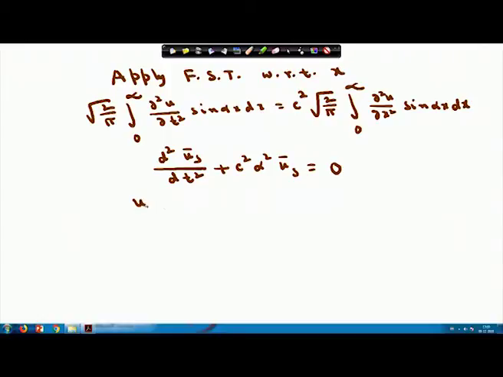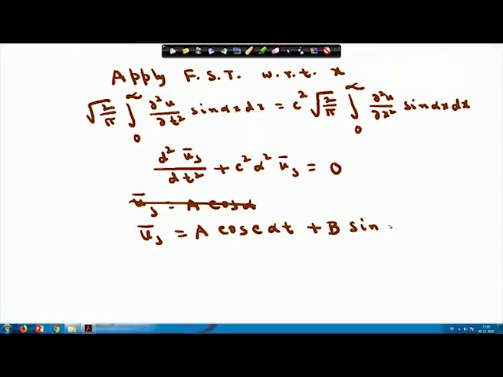So, the value of u bar s equals a cos of c alpha t, just like the earlier problem, plus b sine of c alpha t. Now, I have to find out the values of a and b. So, at t equals 0, let me go to the next page. At t equals 0, your u bar s equals a.